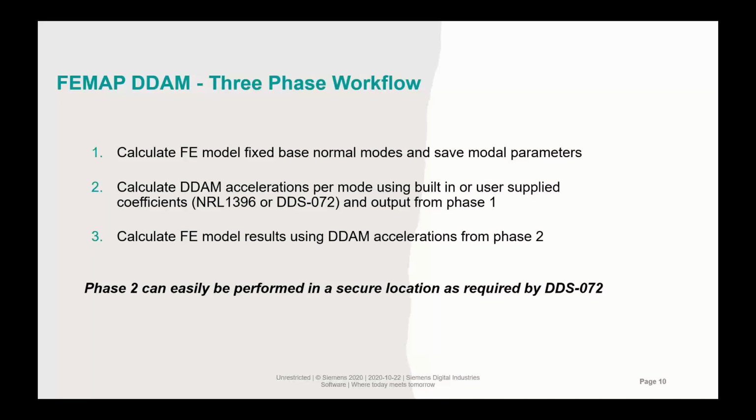So Femap and DDAM is broken into a three-phase workflow, and I'm going to repeat this over and over again because a lot of people don't understand it. The operation is to calculate the modal fixed base normal modes and save the modal parameters. The second operation is to run the NAVSHOCK DDAM executable, which will generate these accelerations based upon the description of what type of ship it's mounted on, what the location is, the forward and aft directions, as well as whether it's an elastic or elastoplastic analysis. And finally, taking the result from the DDAM executable, NASTRAN calculates the responses.